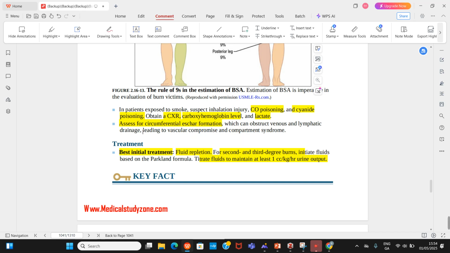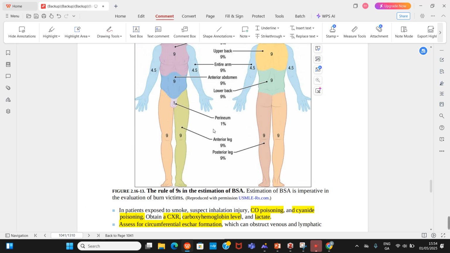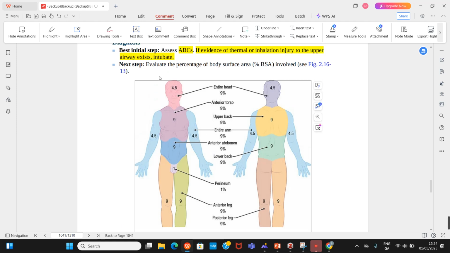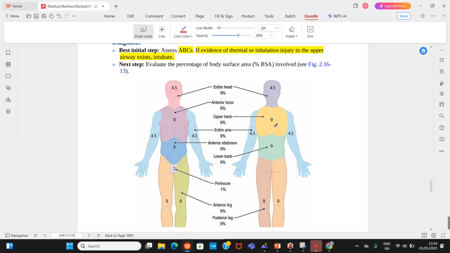You should also assess for circumferential eschar formation. Why? Because some of them can have burns that are circumferential. It means you have burn injury all around, like in this part. What will happen is it's going to cause the skin elasticity to be lost. The skin is not going to be elastic again. It's going to be constricted. That constriction is going to impair blood circulation to that area. That area is now going to become necrotic.